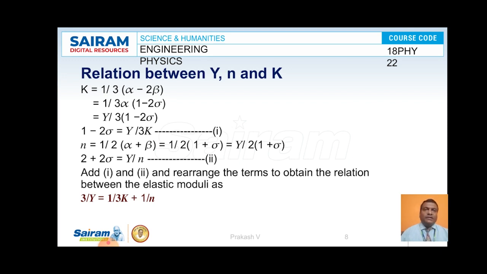And now let us concentrate on what is the relationship between Young's modulus, rigidity modulus and bulk modulus K. So we know that bulk modulus K is equal to 1 by 3 into alpha minus 2 beta. That is equal to 1 by 3 alpha, taking alpha out as common in the denominator. So we get 1 by 3 alpha into 1 minus 2 sigma. Here the value of sigma is equal to beta by alpha. Further, the value of 1 by alpha is equal to Young's modulus. Therefore, the value of K can be written as Y by 3 into 1 minus 2 sigma, or 1 minus 2 sigma is equal to Y by 3K. Consider that as equation number 1.